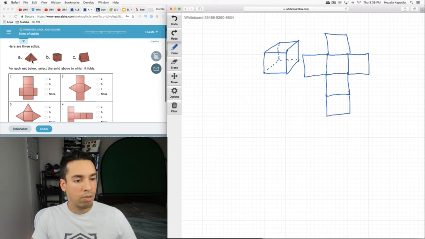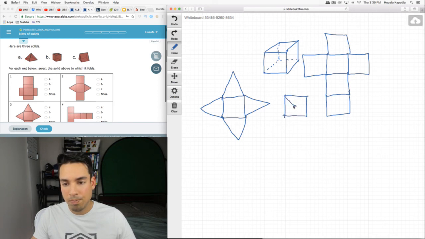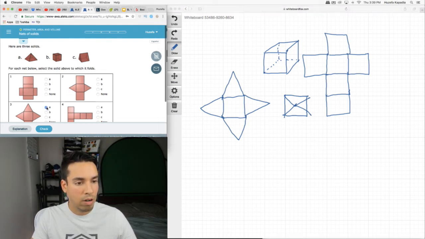So let's look at this one. What they've done is, I'm guessing, we have this base, and then we've got four triangles. So it would make sense that if we opened up the pyramid from the bottom, we'd have these four triangles that would come out. And you can see if we folded each one of these triangles up, like this, it would come back to form a top-down version of that square pyramid. So I'm going to say that this one is our A.